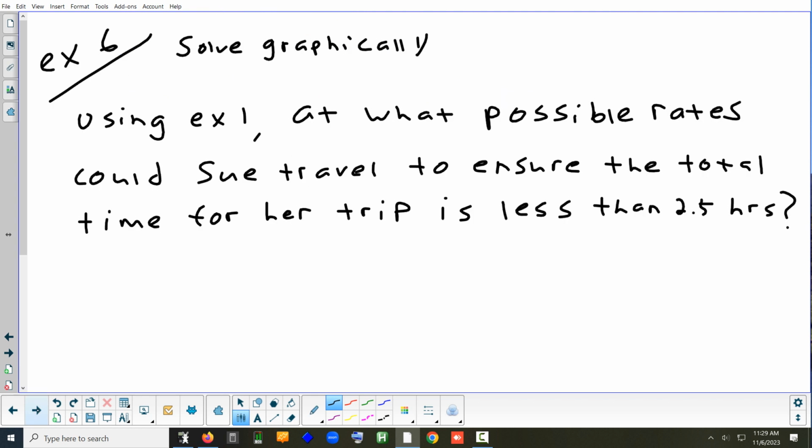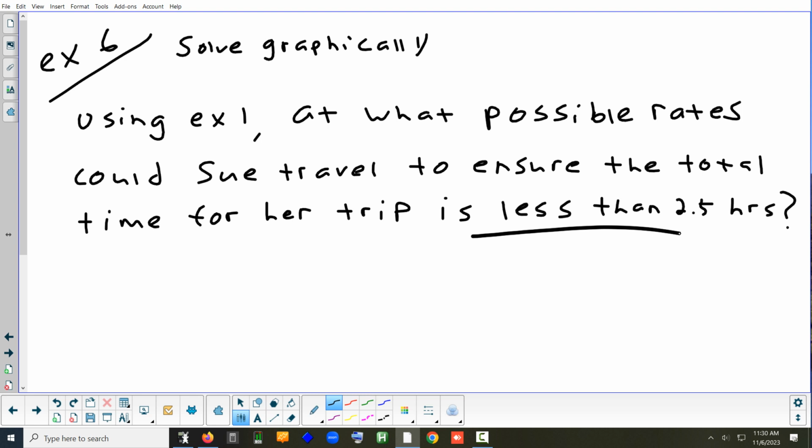Let's try this. So this is going to lead us into the last kind of thing we're going to look at. Going back to Sue getting on a train and taking a car for 30 miles, I want to know what speed she has to travel at to complete the trip in less than 2.5 hours. How is this different than the first question I asked? This is an inequality, right? They want to know less than 2.5 hours, not exactly 2.5.